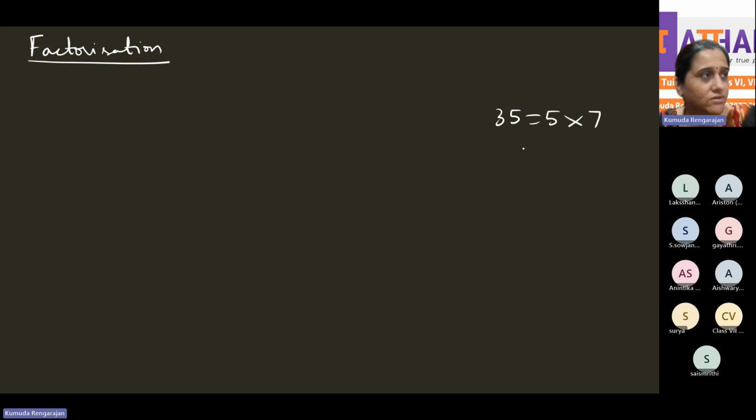Factorize 35 means we write 35 as a product. Why product? See, we've used the multiplication symbol. The operation we use is multiplication. So we write 35 as a product of its prime factors. So that is factorization. Factorize 100. So 100 is equal to 2 into 2 into 5 into 5. So we write 100 as a product of its prime factors.